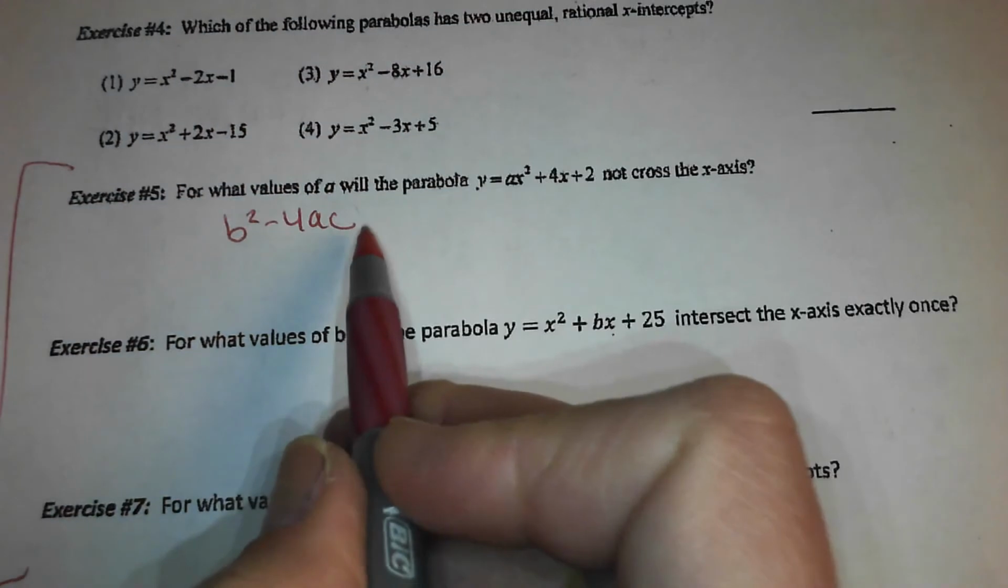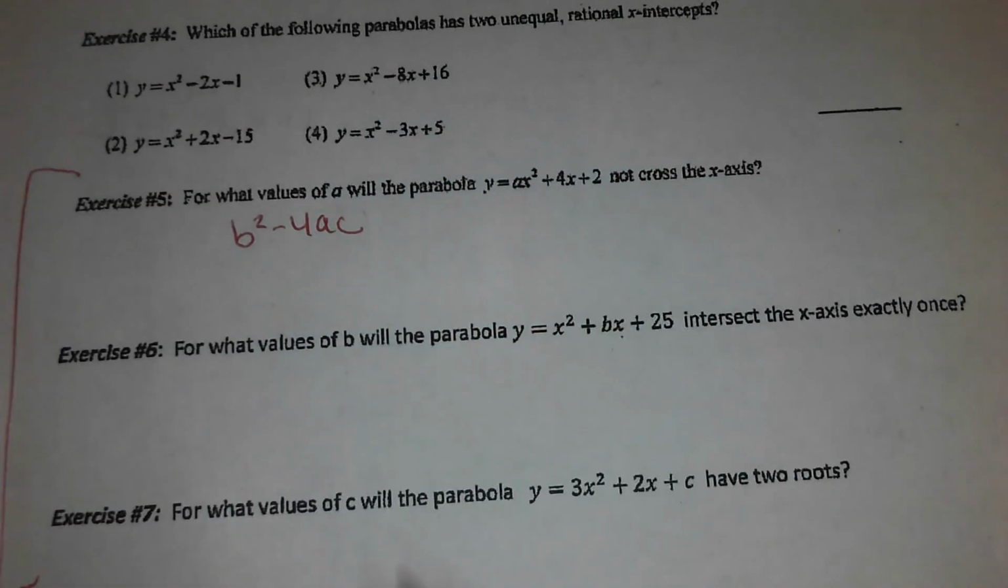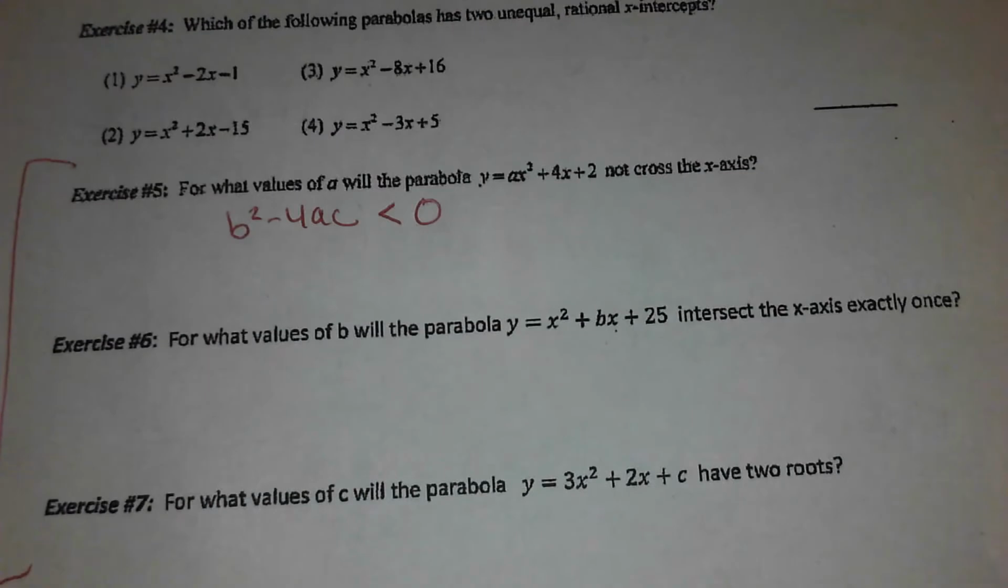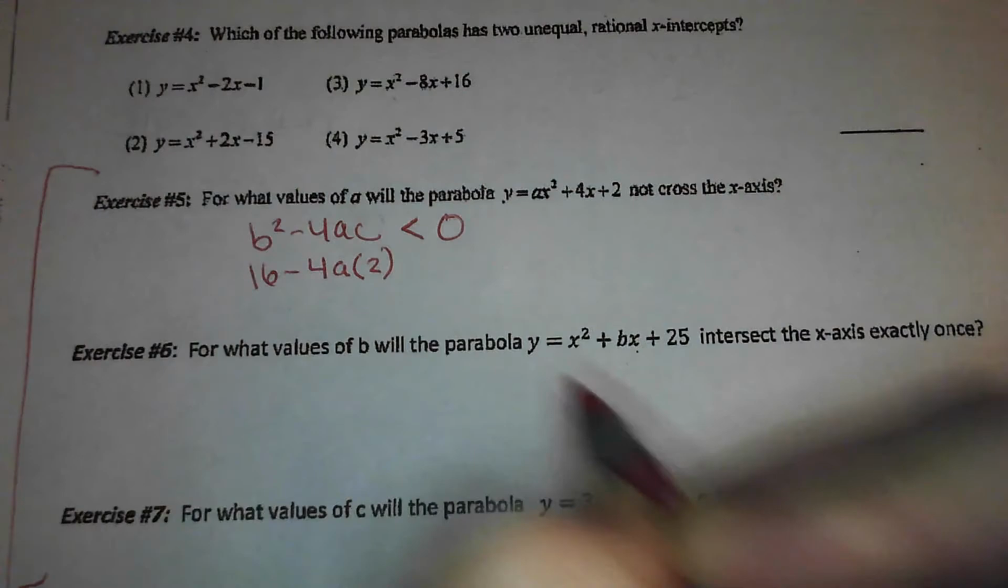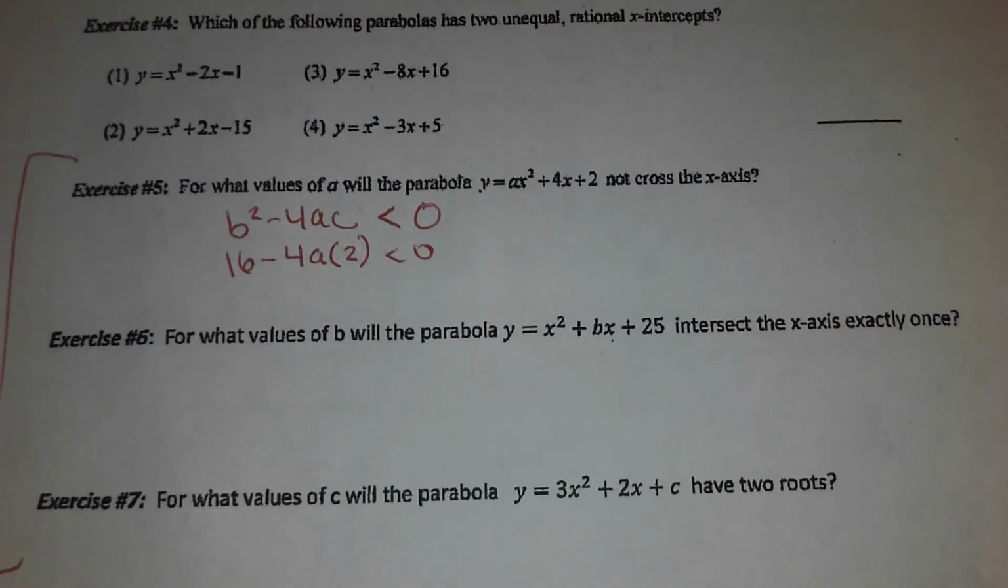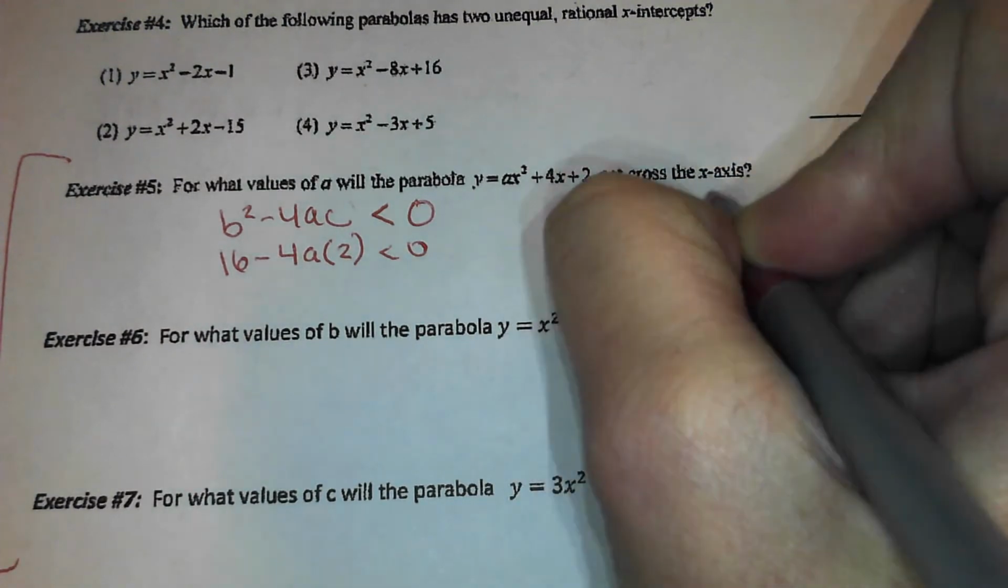If it's not going to cross the x-axis, you need the discriminant to be what? Greater than 0, less than 0, or equal to 0. Right. You need the discriminant to be negative if it's not going to cross the x-axis. So if you need the discriminant to be negative, then you need it to be less than 0. And then you guys can just plug in what you know. B squared would be what? 16 minus 4 times A times C is 2. And just solve this. So 16 minus 8A has to be less than 0.